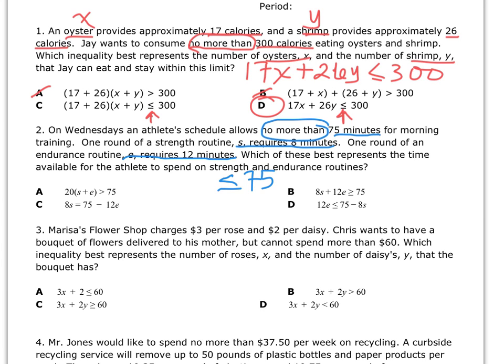All right. So let's see here. Strength training requires 8 minutes. So if I say 8 times S, the number of times he goes through his strength training routine, that's the amount of time he spends on strength training, plus 12E, because that's the amount of time he spends on endurance training, right? Okay, so let's look to see what we've got.